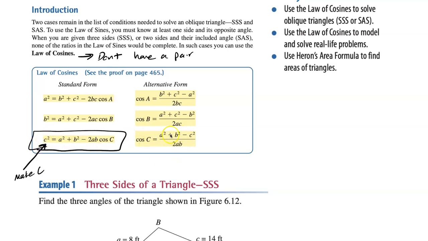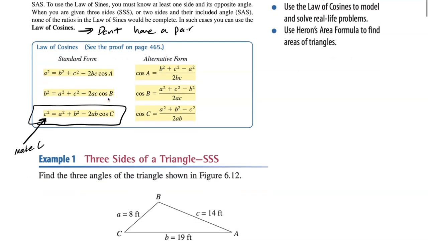You also have this formula if you're looking for the angle. It's just a manipulation of this, moved around. Same idea. Whatever angle you're looking for, just make that c. But that's Law of Cosines. So use it when you don't have a pair. A lot of times people use Law of Cosines first. It's a little longer if they don't have a pair, and then once they use it once, you have a pair, you can use Law of Sines.